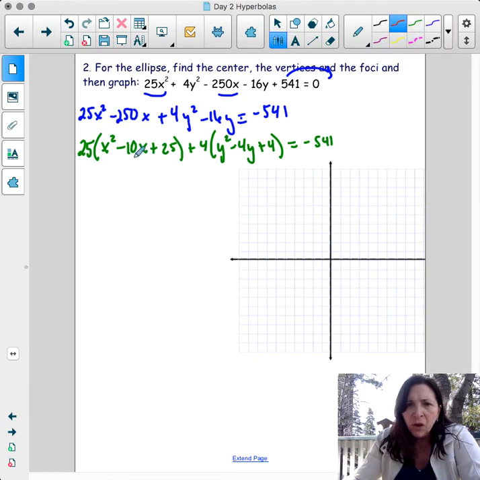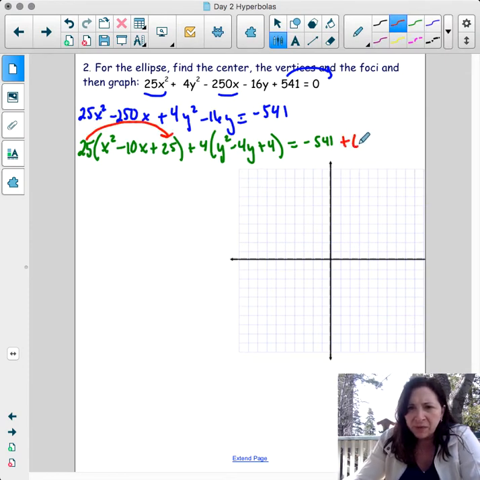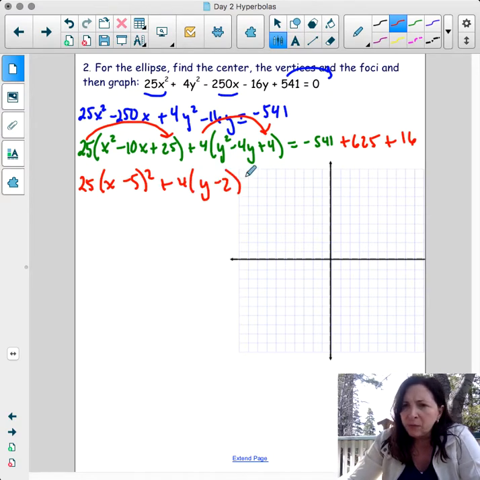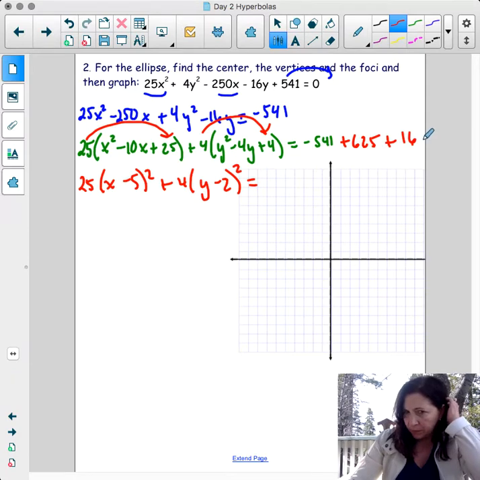And in this case, we're adding 25 times 25, which is 625. We're also adding 4 times 4, which is 16. So simplifying, we get 25 times, factor this out, x minus 5 times x minus 5, so that's x minus 5 quantity squared. We are factoring out the 4, so we get y minus 2 times y minus 2, quantity squared. And we have negative 541 plus 625 plus 16, and that's equal to 100.